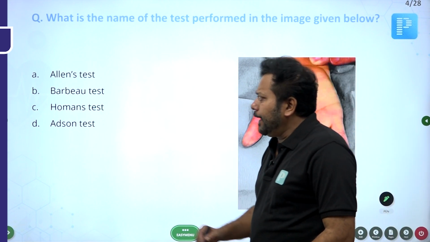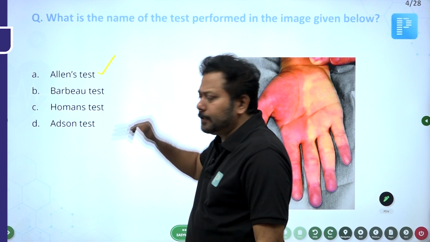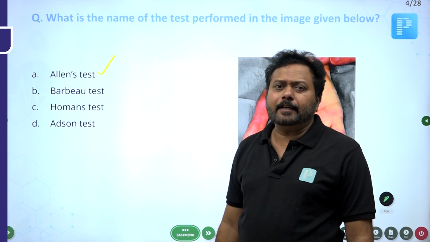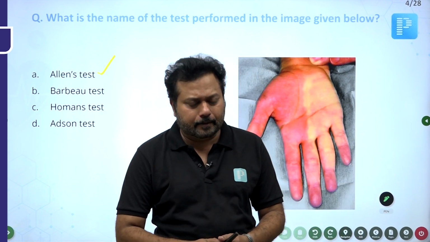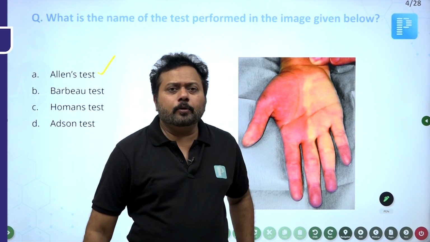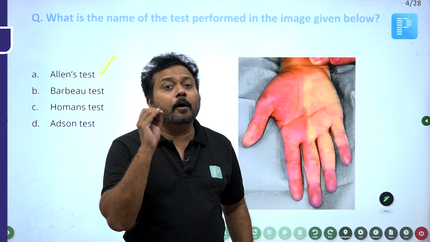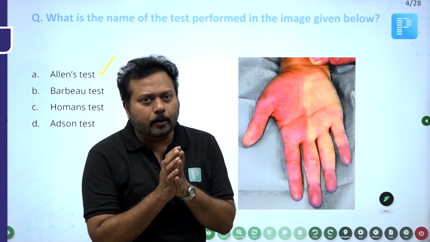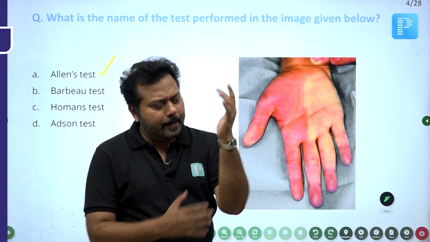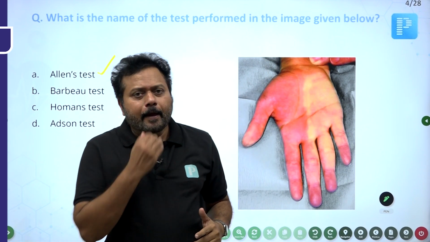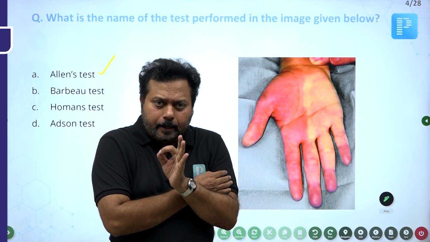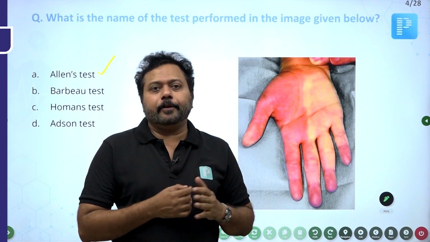Four names they had given. The right answer is Allen's test. Why is Allen's test the right answer? I will tell you what Allen's test is. Allen's test is a test performed to find out the patency of the deep palmar arch. I can demonstrate it very easily in my hand. It is a very important test that should be done before pricking the radial artery.